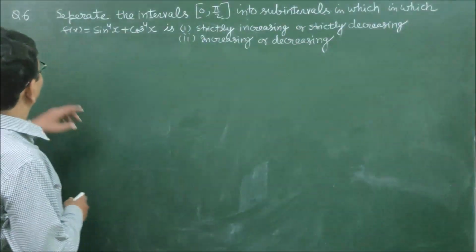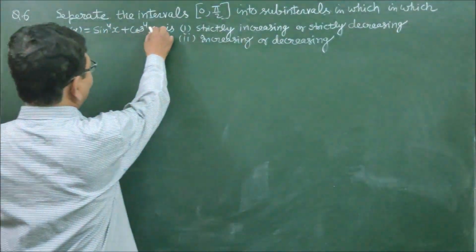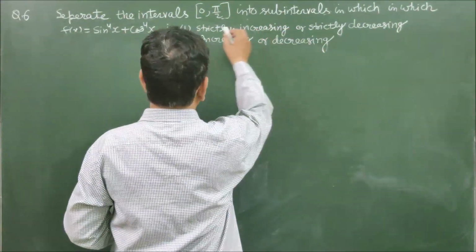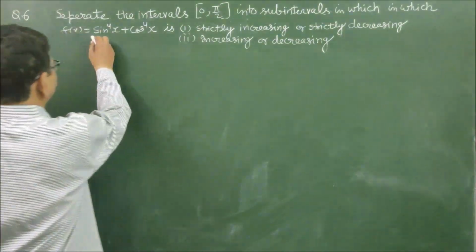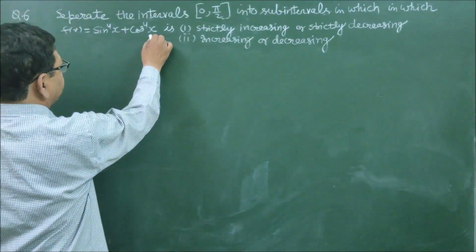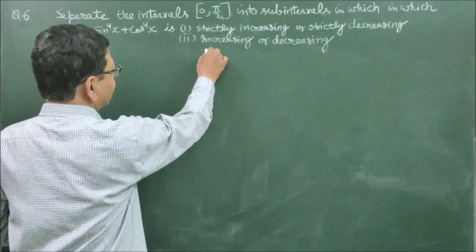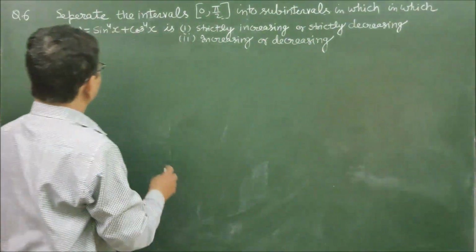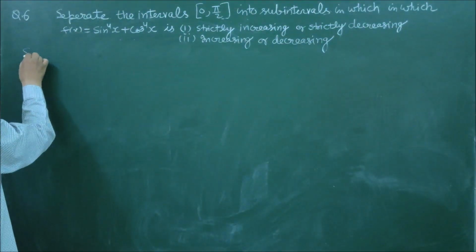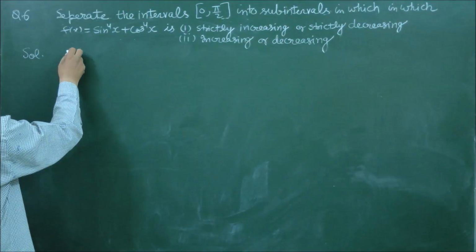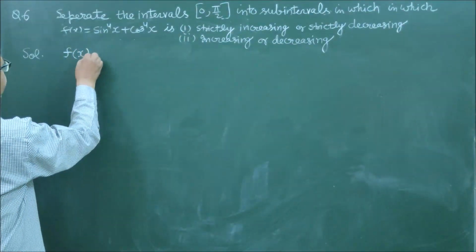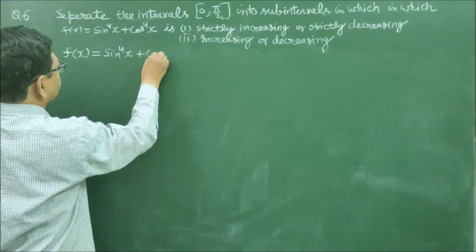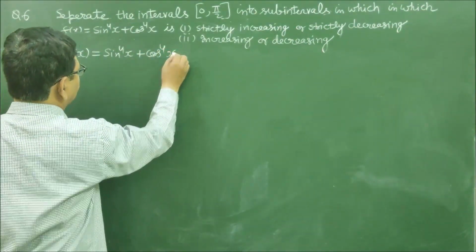Question number 6. Separate the interval 0 to pi by 2 into subintervals in which the function f x is equal to sin 4x plus cos 4x is strictly increasing or strictly decreasing. Solution. Let us first consider the function f x is equal to sin 4x plus cos 4x.